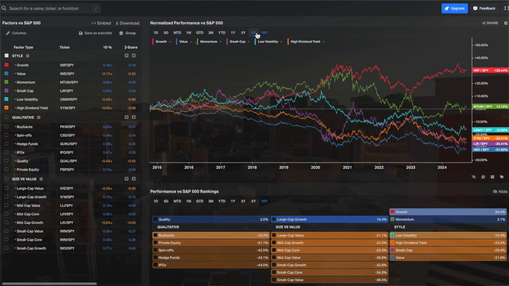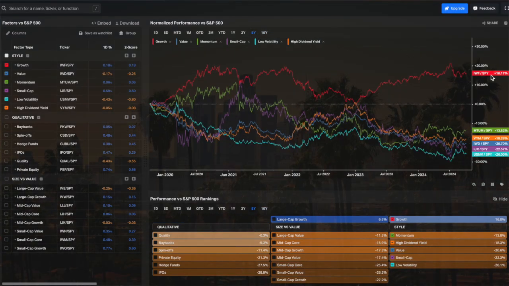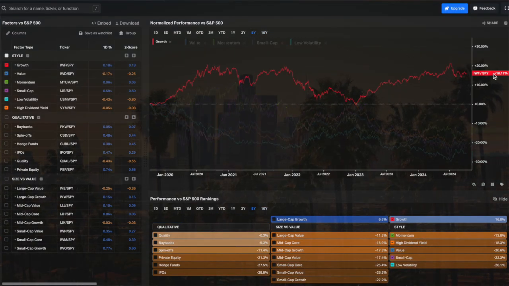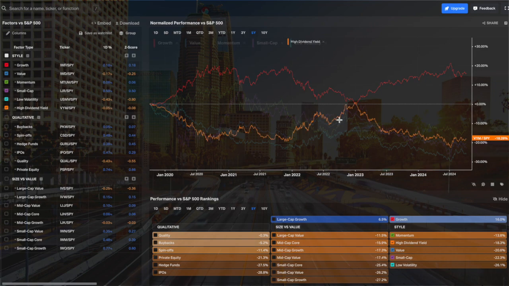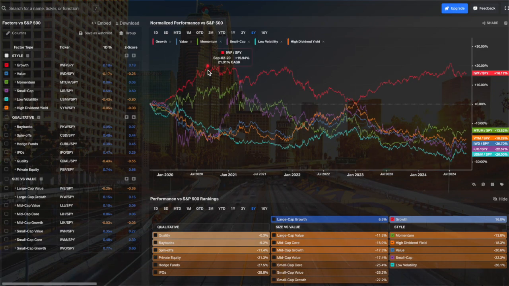Let's reduce it a bit, maybe to 5 years. We're at plus 16% over the S&P 500. And since January 23, it's really at that point there was a big rise after COVID, but then a slow downtrend until January 23, and we're back up since then for growth. Now all the others have underperformed the S&P 500.